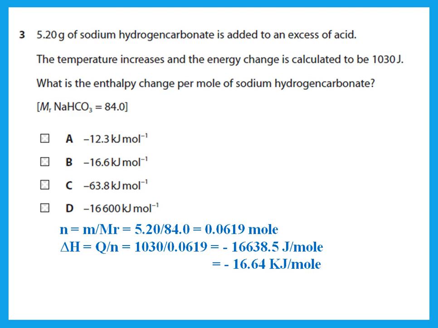And this gives a certain number of moles. Now, the delta H would be the energy change that he gives divided by the number of moles. Remember that delta H must have a sign, and if he says that the temperature increases, that means we're talking about an exothermic reaction, so my sign must be a negative sign. So the answer would be B.